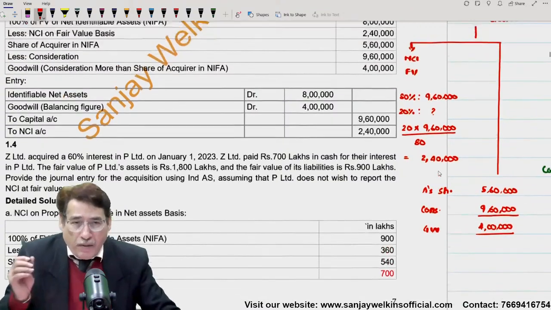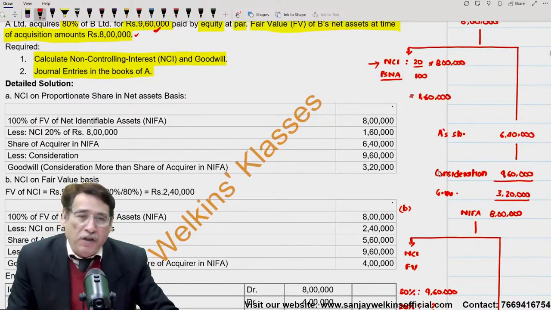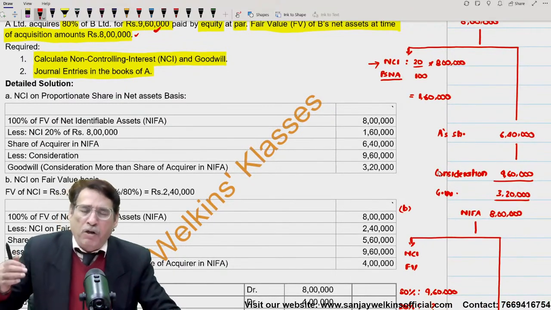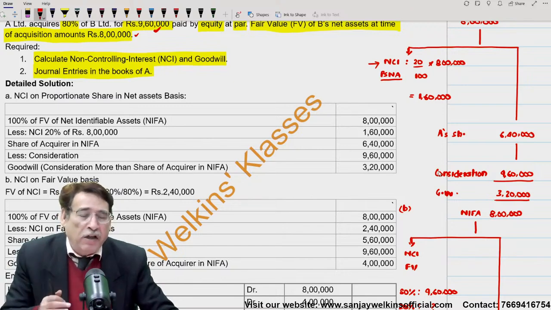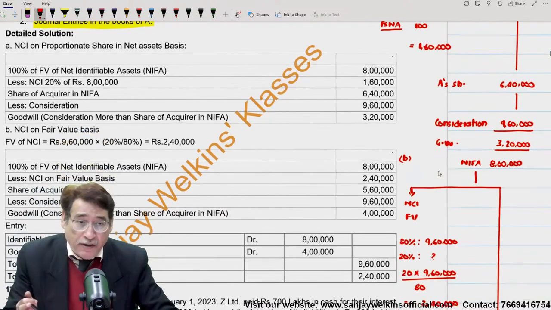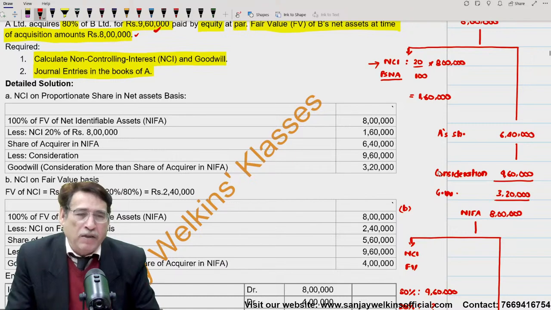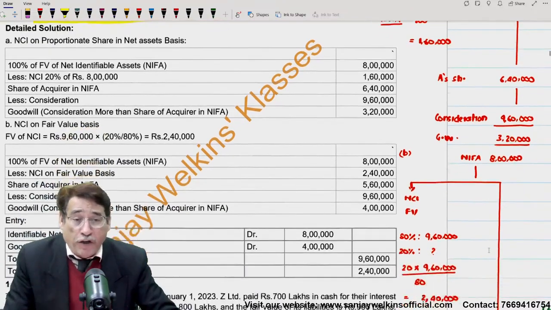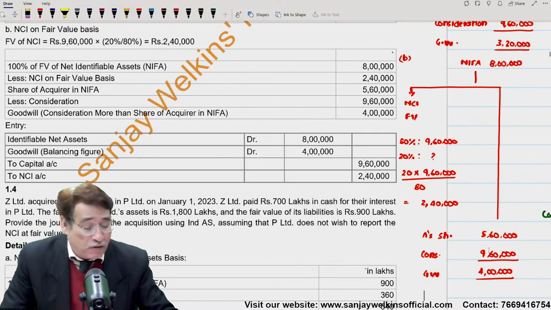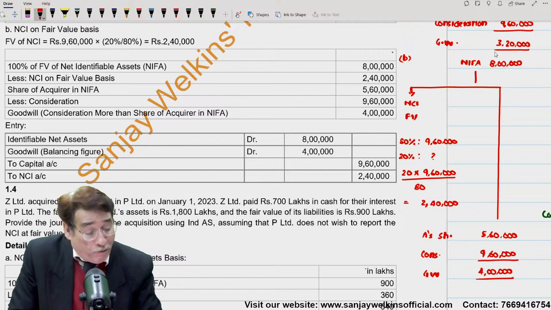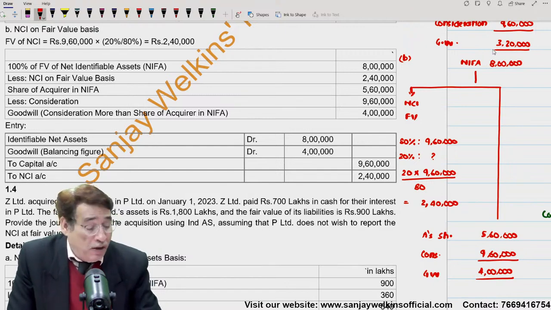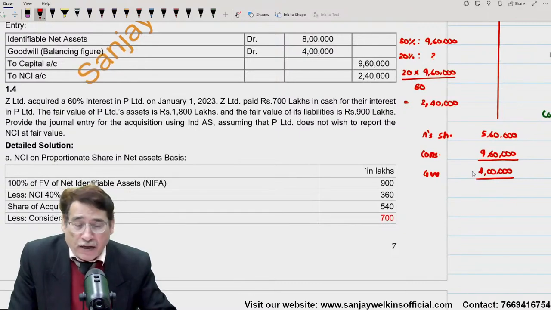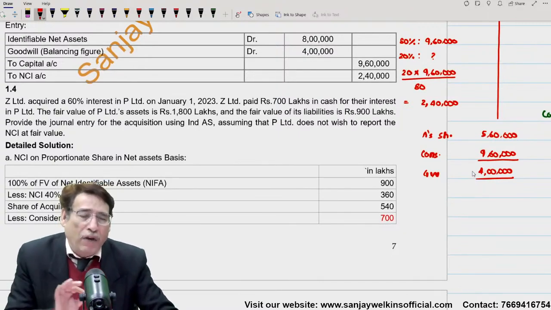That means the standard actually allows an option to the entities. It is purely the discretion of the directors of the acquirer entity whether they intend to value the NCI on PSNA basis or at fair value basis. Obviously, the amount of goodwill will differ if we compute it by considering NCI at fair value, as in this case. When we compute it on PSNA basis, the goodwill is 3,20,000, while here it is 4 lakh. But I also told you it is not going to have any impact later on.